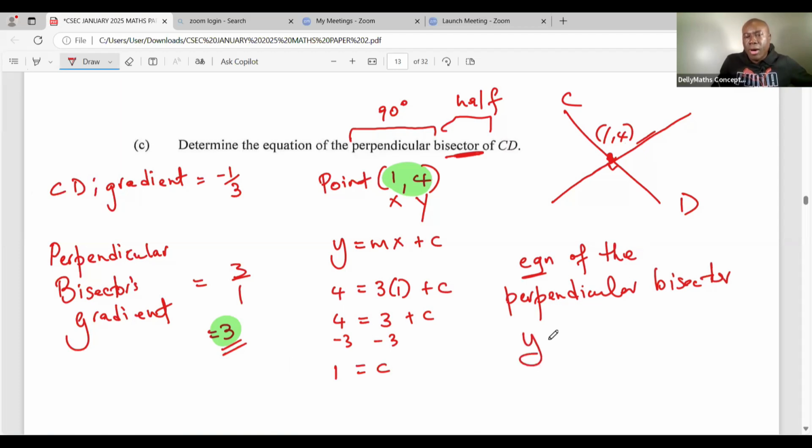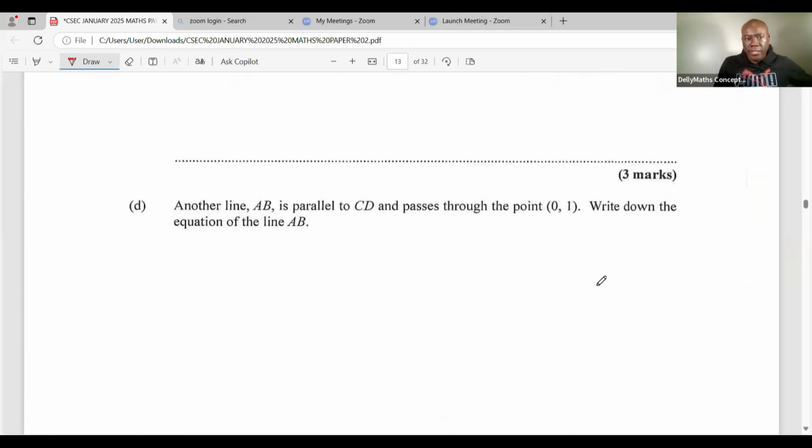It's going to equal y is equal to m, which is 3, x plus 1. So that's the equation of the perpendicular bisector to the line CD. All right, let's move on to another question.